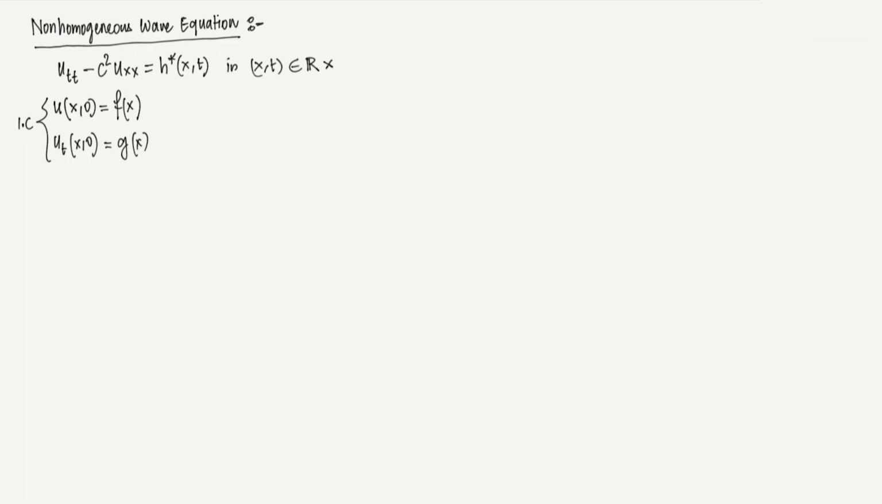(x, t) in R cross (0, infinity). This is the domain here. So essentially the D'Alembert part is if you have a problem which is in the whole space R. Time is always between 0 and infinity, so that's not the issue.